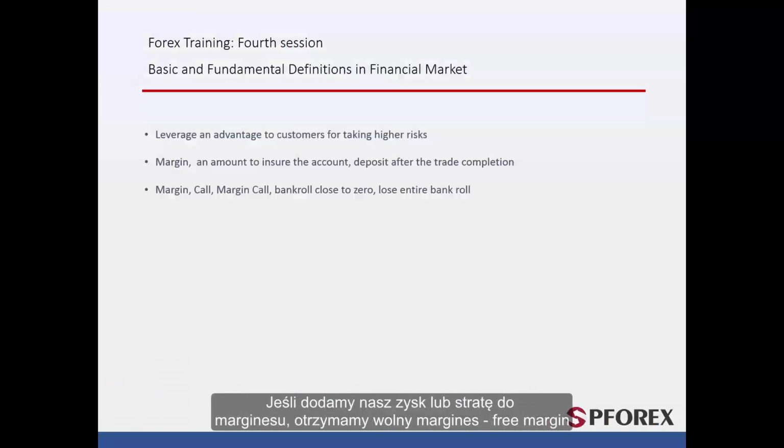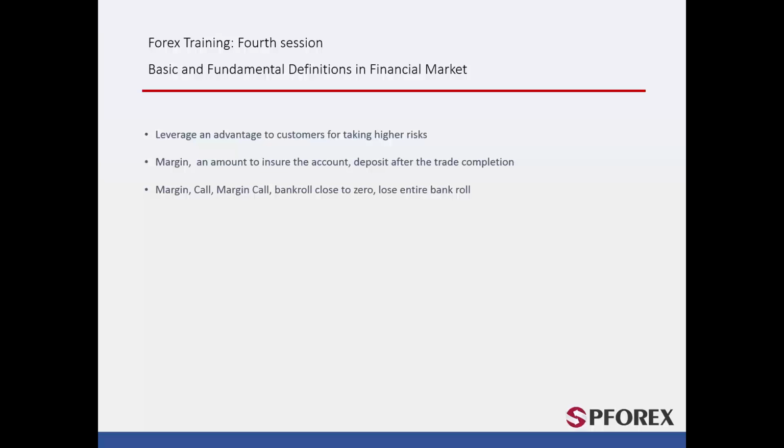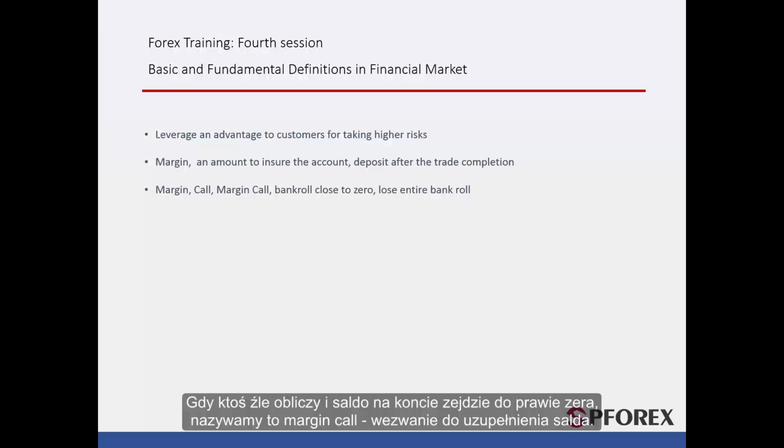Now, if we add our profit or loss to the amount of margin, we will have a free margin. Thus, any time that we close a position, a free margin amount will be charged to the account. Remember that the bigger the size of a transaction, the bigger margin it makes. When a party miscalculates their account and the account goes down almost to zero, it's referred to as margin call.